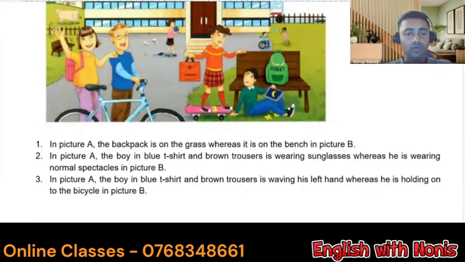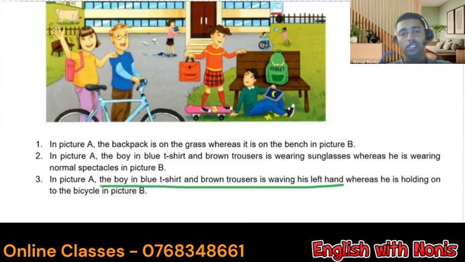So what we are saying here is the boy in blue t-shirt and brown trousers. That's the description of the boy. So remember the preposition, in blue t-shirt and brown trousers. In. Normally students write with. That is wrong. Not with, it's in. The boy in blue t-shirt and brown trousers is waving his left hand. So this is the first sentence.